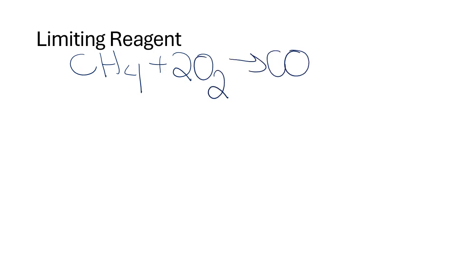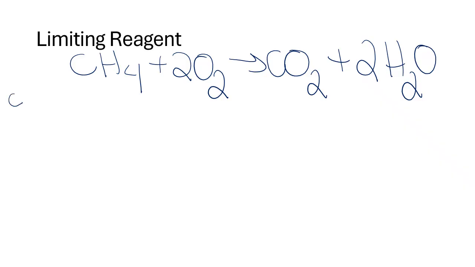Now we have to determine the limiting reagent. Again, the balanced equation is CH4 plus 2 oxygens forms CO2 and 2H2O. So to determine the limiting reagent, we figure out what runs out first. So we look at the methane, or the CH4.